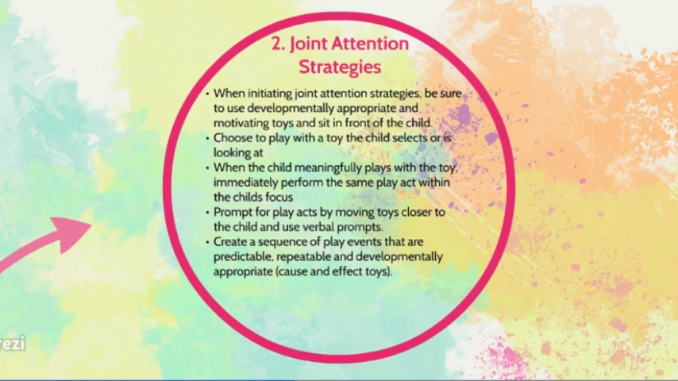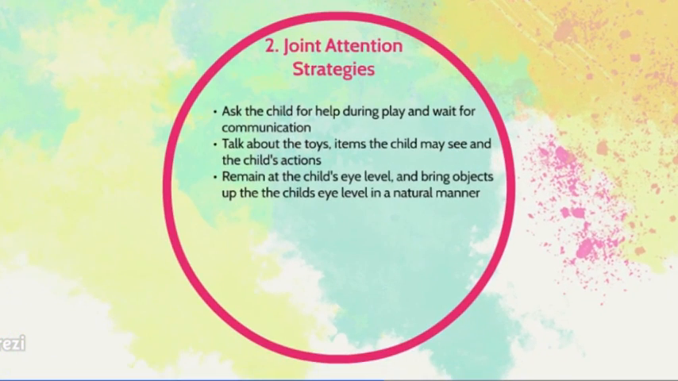Create a sequence of play events that are predictable, repeatable, and developmentally appropriate, like cause and effect toys. Ask the child for help during play and wait for communication. Talk about the toys, items the child may see, and the child's actions. Remain at the child's eye level and bring objects up to the child's eye level in a natural manner.